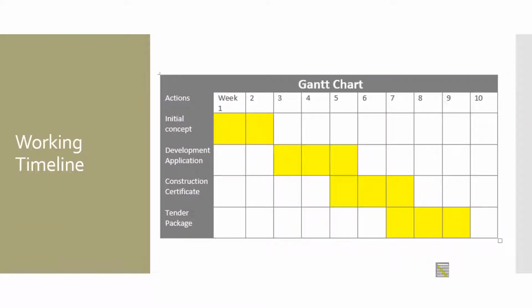And then this is the Gantt chart and a working timeline. His initial concept will take 1 to 2 weeks, and the DA will take about 2 to 3 weeks. Then there's a little crossover that will happen with the construction certificate and the DA. And then a few more weeks to go through the tender package and finalise all those drawings.